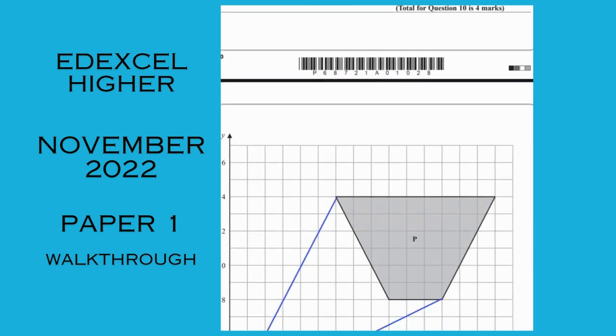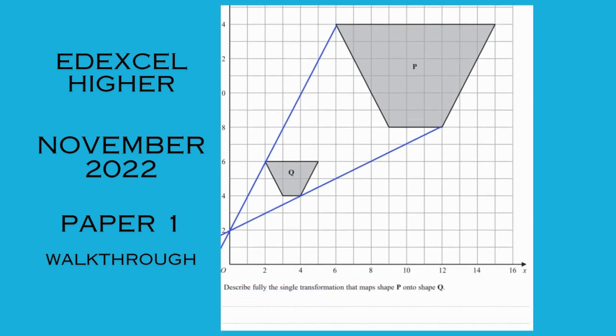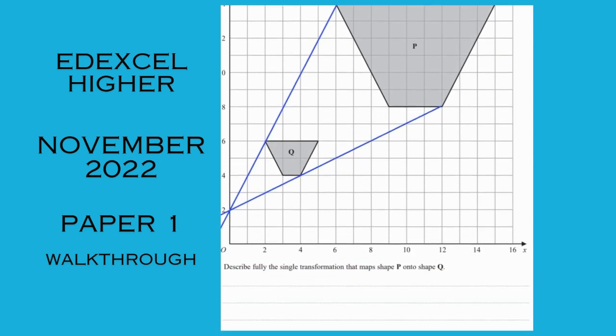Number 11, yep, I've cheated as well. I've already done the lines. So it's definitely smaller because it's going from P to Q. Describe fully. So although it's 2 marks, there are 3 things to say. As you can see, it's smaller, but it's still called an enlargement. The scale, it's getting smaller, so it's a fraction.